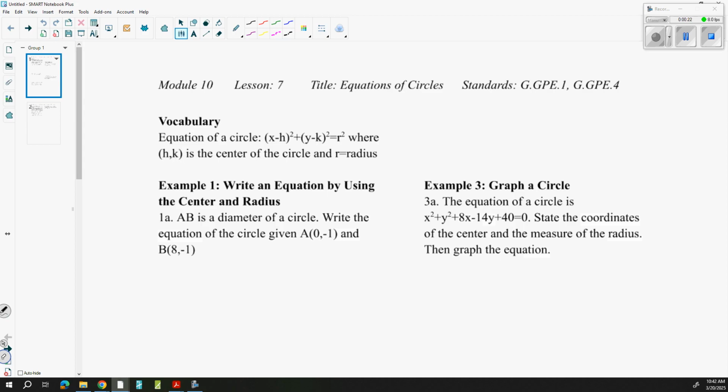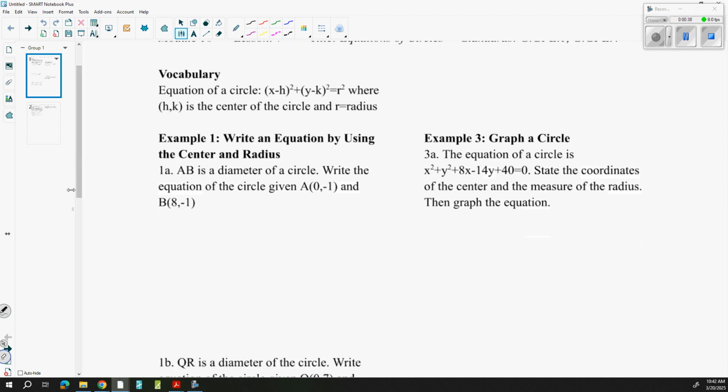So we're told that AB is a diameter of a circle. We're going to write the equation of the circle given that A is at 0, -1, and B is at 8, -1. So we need to find the center and the radius. To find the center, we need to find the midpoint of AB. So to find the midpoint, we do 0 plus 8 divided by 2, -1 minus 1 divided by 2.